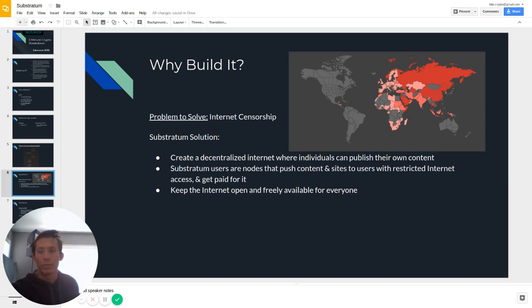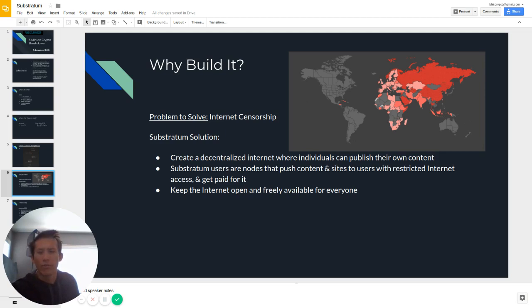And so Substratum's solution is to create a decentralized internet where individuals can publish their own content, and where Substratum users are essentially nodes that can push content and sites to users with restricted internet access, and they get paid for it. So it's like a win-win situation. You offer up your computing resources, your computing power, your bandwidth to push content to these people that have limited access on the centralized internet, and they can still view this content, such as Facebook.